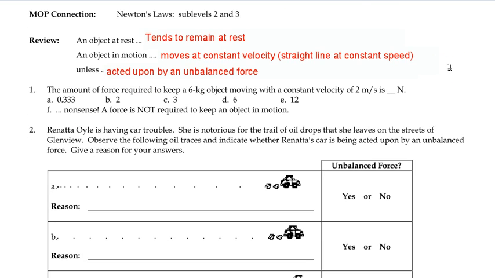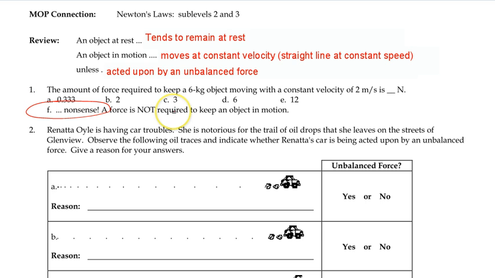Number one, the amount of force required to keep an object moving. Right away, we can say that that's F nonsense. There is not a force required to keep an object moving. If it's already in motion, it will continue to move in a straight line at a constant speed, whether we apply a force or not.